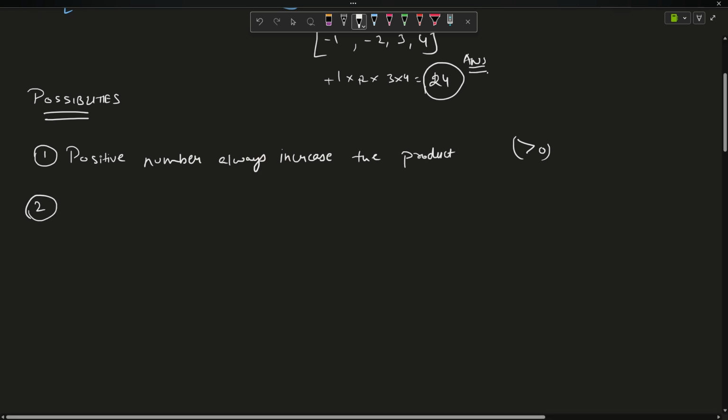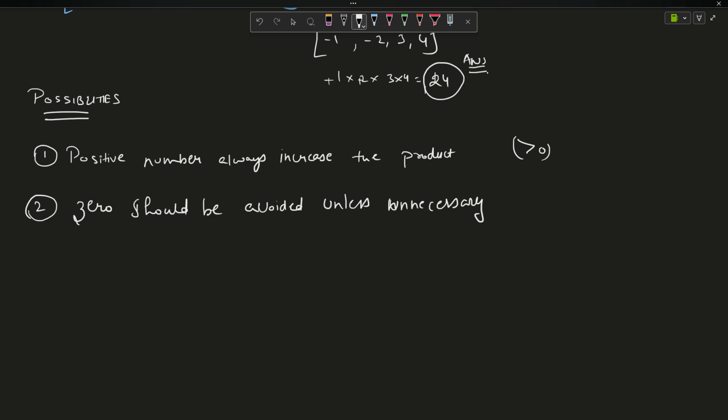Second point is 0 should be avoided unless necessary. Why should 0 be avoided unless necessary? Because 0 decreases the whole product to 0, and it cannot be brought back to any other value. It will remain 0 only, right?